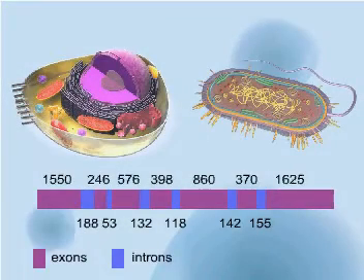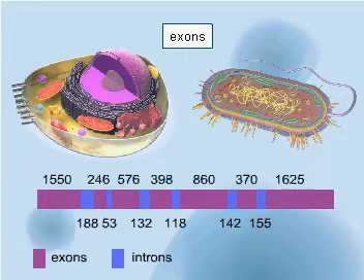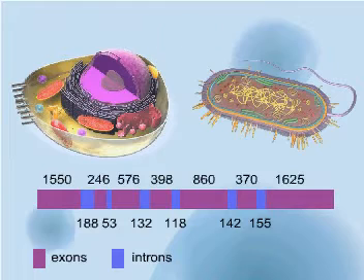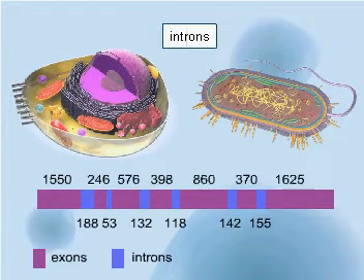Further analysis of the structure of genes in bacterial and eukaryotic cells shows that, in contrast to bacteria, genes found in eukaryotic cells have a discontinuous structure. This means that the segments that code proteins, exons, are separated from each other by sequences that do not code proteins, introns.